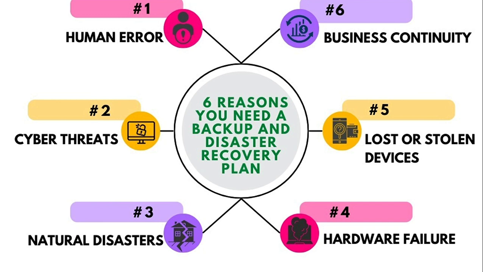So there are 6 reasons you need a backup and disaster recovery plan. First is to avoid any human error and to compensate for human error as well. Second is cyber threats: if anything is missing or deleted or goes wrong, you can be back online. Third is that if there is a natural disaster, you can be online again with the help of a backup and disaster recovery plan. Fourth is for hardware failure. Sixth is for loss of stolen devices and business recovery. So if you have any of these errors, a backup and disaster recovery plan will help you to be online as quickly as possible.